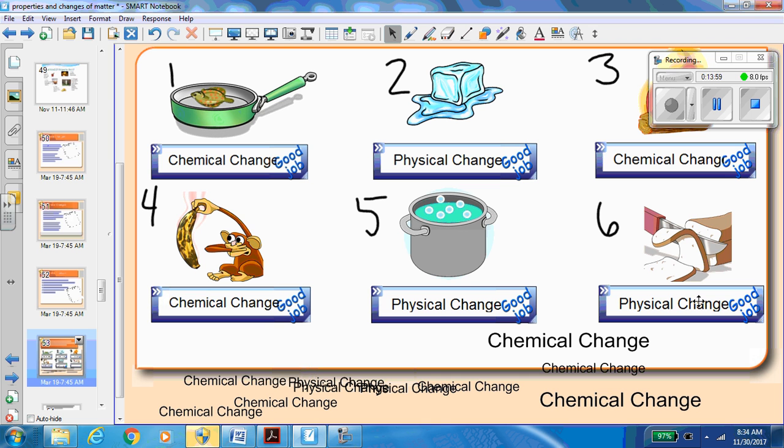We have now reached the end of the properties and changes of matter video lesson. Please make sure that you have recorded and completed all of your notes and you are attaching them to the correct pages in your notebook. There is also a follow-up handout which has already been given to you that you are now to work on.